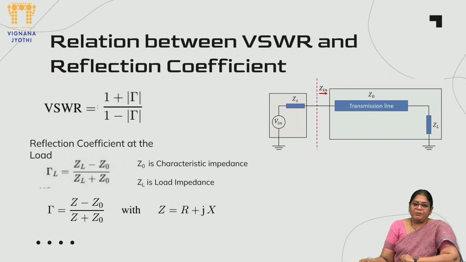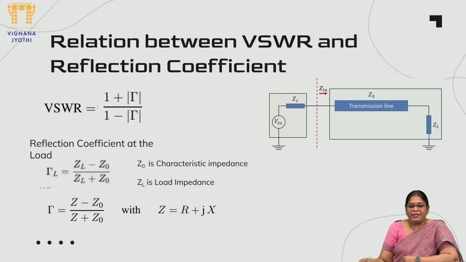Now what is the relation between VSWR and reflection coefficient? Both are interlinked. That means if you know one of the parameters, you can automatically calculate the other. Previously we have seen how rho is related to VSWR. Similarly, we can also write VSWR equals (1 plus rho) divided by (1 minus rho).